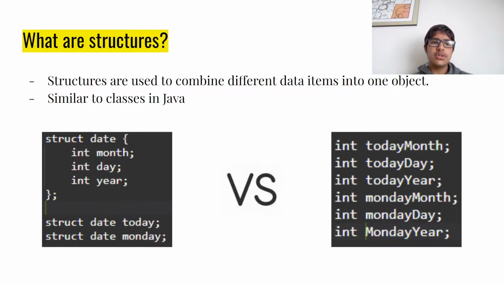So what are structures? Structures are used to combine different data items into one object. And if you've ever done other languages like Java, structures are very similar to classes in Java. So as you can see here, this is what a structure is.